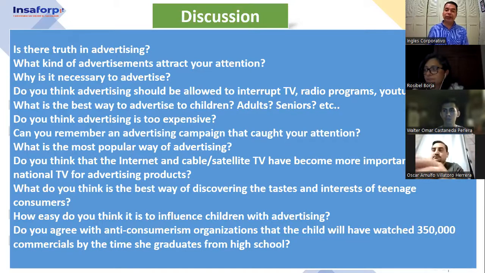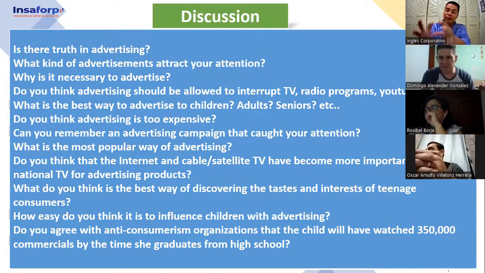Profane words, pornography, drugs, crime. There is everything on the internet, right? And it's easy to access children. And if you want to advertise, in this case, it's easy to convince children, right?